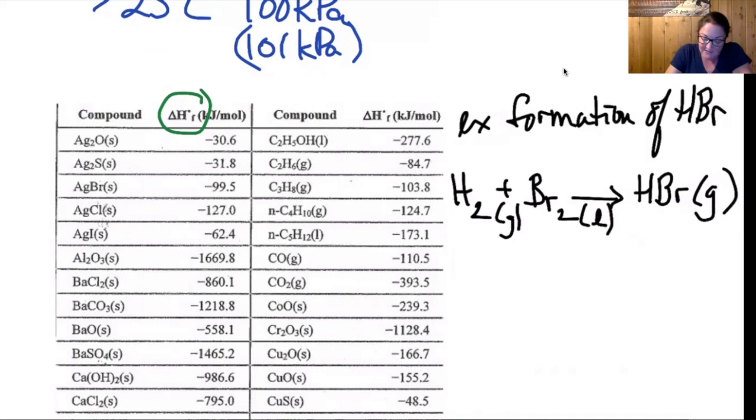When I balance this reaction, because it is defined as 1 mole forming, I am not allowed to add anything here because that needs to be a 1. So I need to balance it some other way. I can do that with fractions. If I put a 1/2 in front of the H2, that's now just 1 hydrogen. And a 1/2 in front of the Br2, that's now 1 bromine. And now I have that reaction balanced.